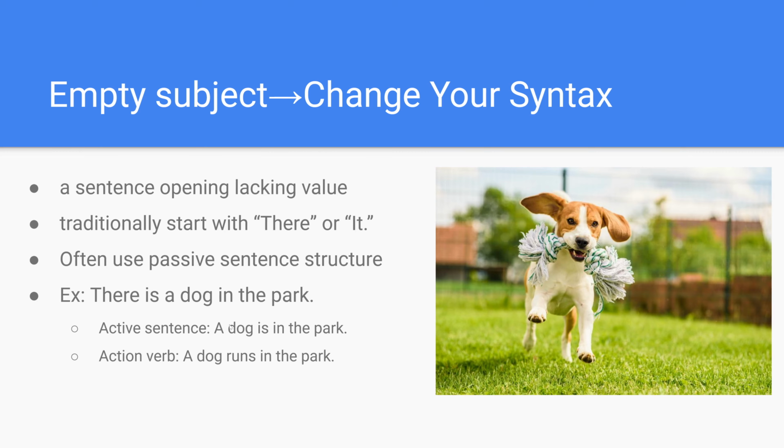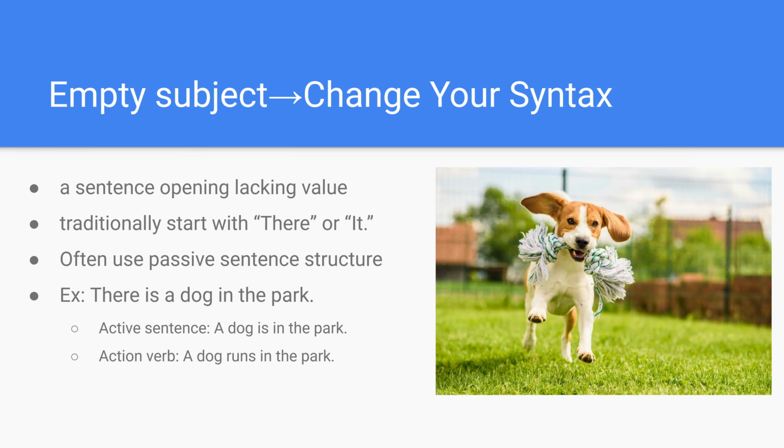For example, there is a dog in the park. Now, it is a complete sentence. It is clear what we're talking about. There's a dog in the park. It's a very normal sentence, but we want to improve upon it. We want to make this clearer for our audience who's reading it.